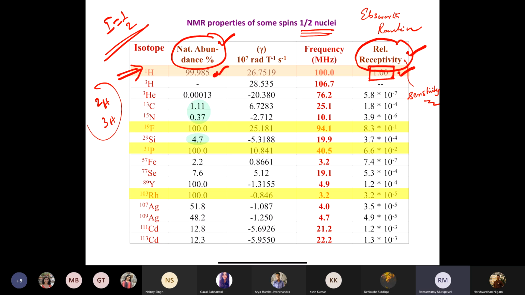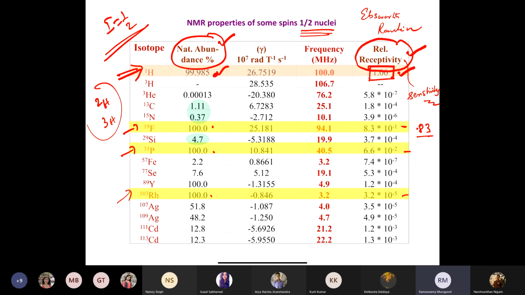There are 3 entries here which I've shaded with yellow. All 3 of them have 100% abundance, but not all 3 have the same sensitivity. Fluorine NMR has 8.3 times 10 to the minus 1, which is 0.83. 0.83 is as close as you can get to 1.0. So fluorine NMR is as good as proton NMR in terms of the ease of getting a good spectrum.